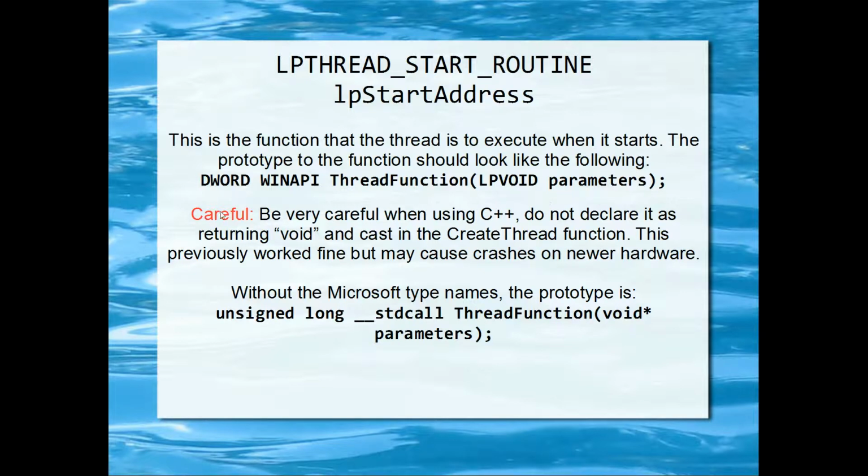Now, DWORD WINAPI just means stdcall. Yeah, that's the calling convention that we've been through in the past. And DWORD just means unsigned long. So you could, if you want, just ignore Microsoft's weird syntax and just use unsigned long __stdcall.